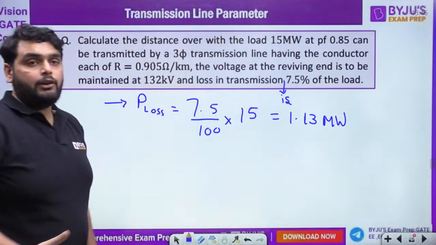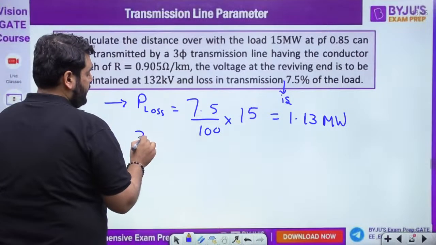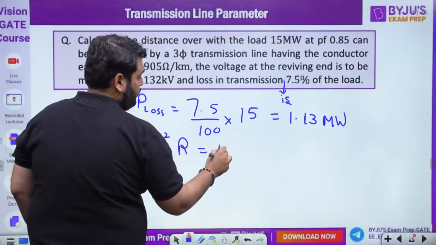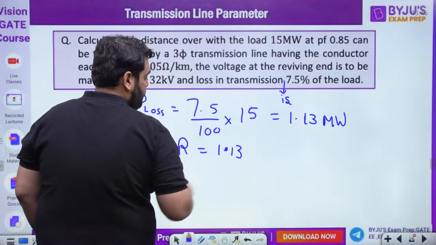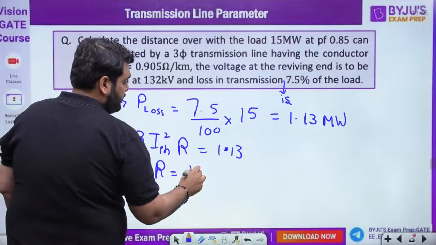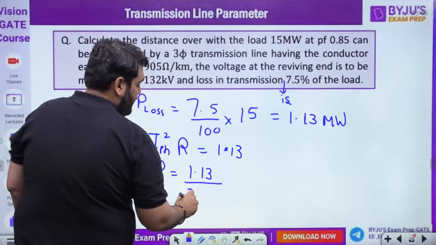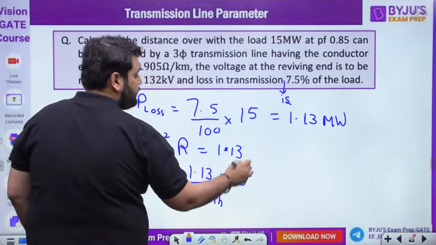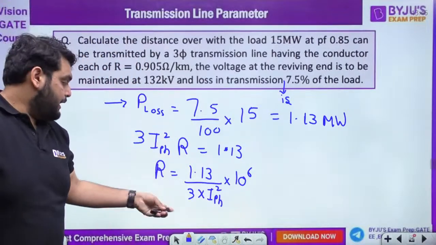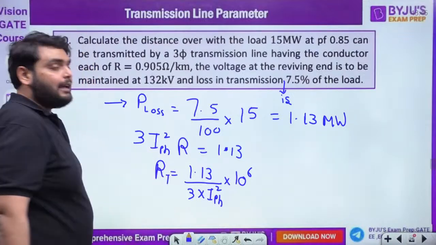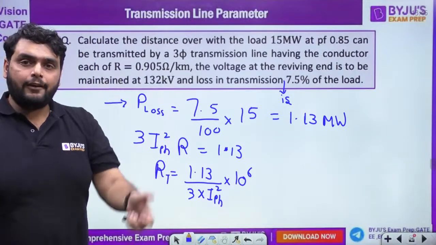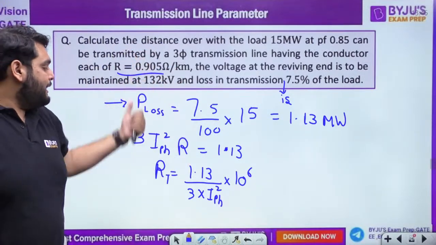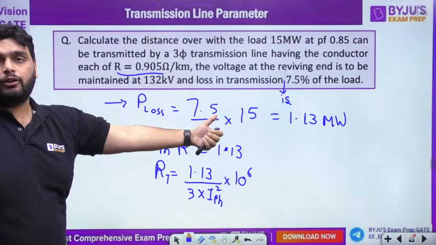Now, if we have a power loss for a three-phase line, we can write it as 3 times I phase whole square multiplied by R equal to 1.13. So from here, I can find out the total resistance: 1.13 divided by 3 multiplied by I phase whole square multiplied by 10 raised to power 6, because it is in megawatt. If I have the total resistance and also the resistance per kilometer, by dividing both of them, I can find out the actual length of the line.